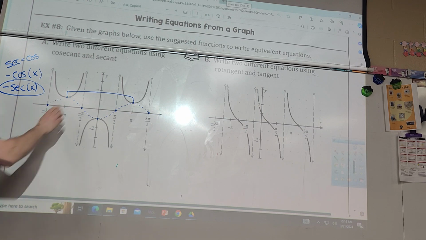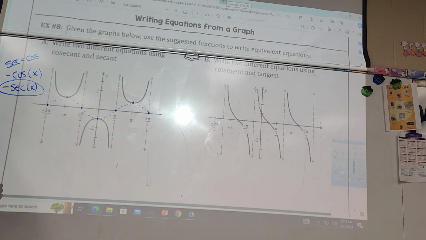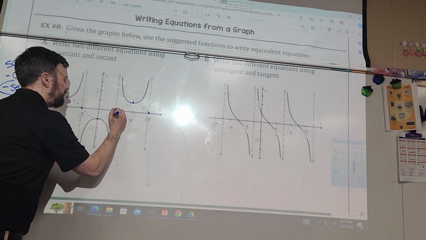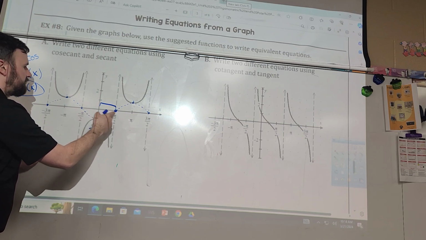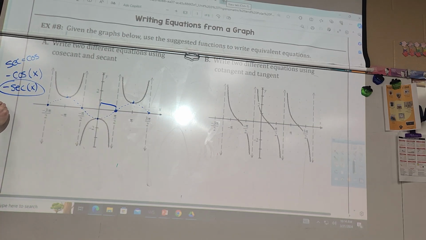What's the other answer? Can I write this in terms of cosecant? If this is sine, I could look at either of these as my starting point, right? Which one do you guys want to do? I like being positive too. So if that's my starting point, what did I do? Pi over 2, right? So it'd be sine, my amplitude is 1. I'm positive because I went up. So it'd be x. If I go right pi over 2, it's minus pi over 2.